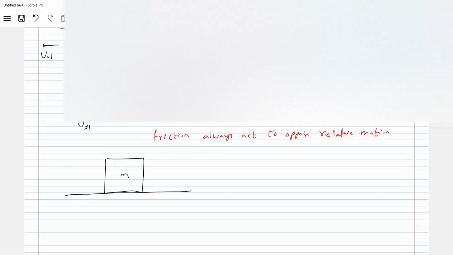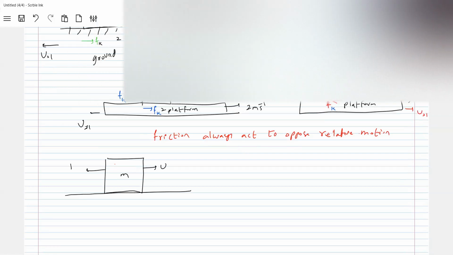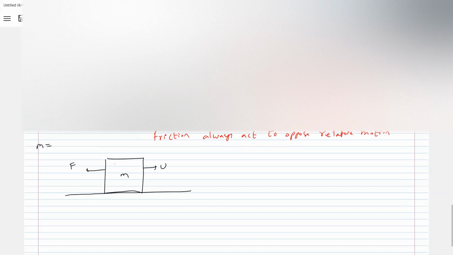So we got the basic definition. Let me introduce one more. This is a block. I'll give velocity u. I'll apply a force. Let the mass of the block be 2 kg. Mu s value, let it be 0.5.